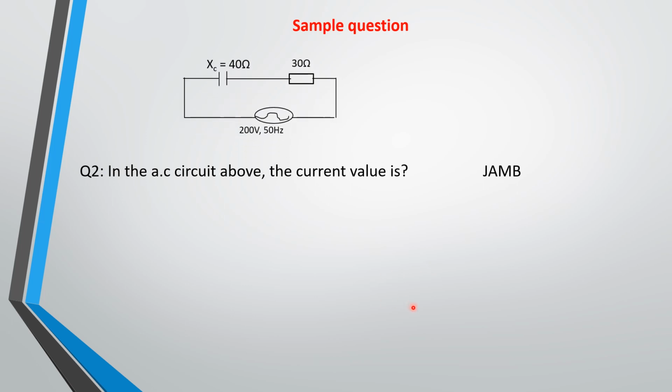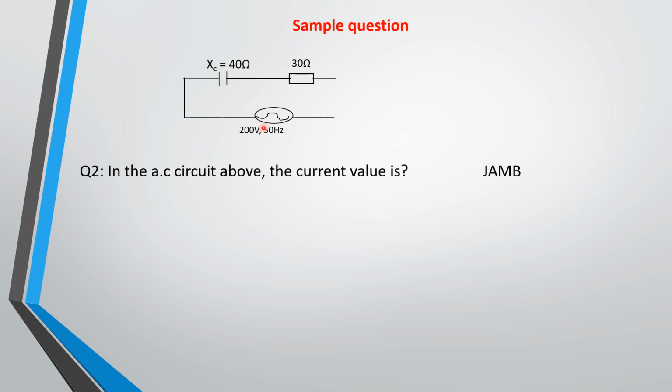So this is a JAMB question, and as I've always said, for JAMB questions you don't waste time, so you go straight to the answer and then solve the problem out. This question says that in this AC circuit above, the current value is what? So you are asked to find the current that is flowing in this particular circuit. Here you are given the resistance, the capacitive reactance, the voltage, and here you are also given the frequency.